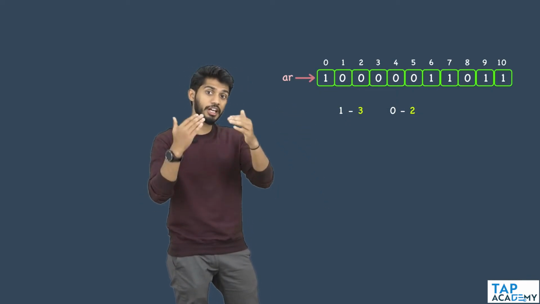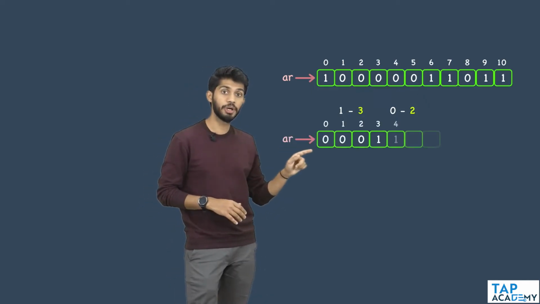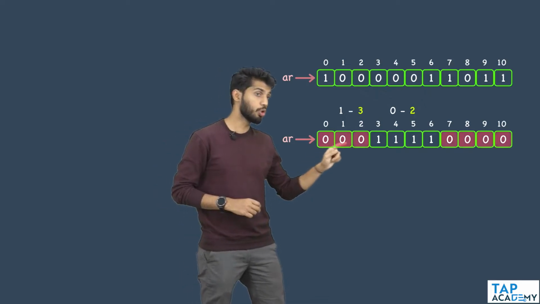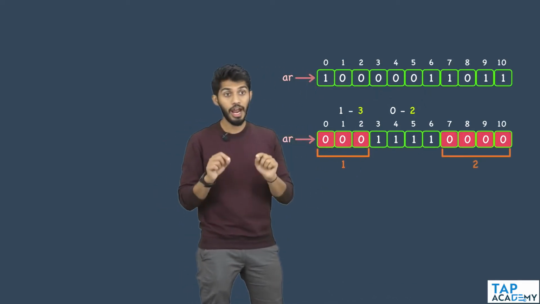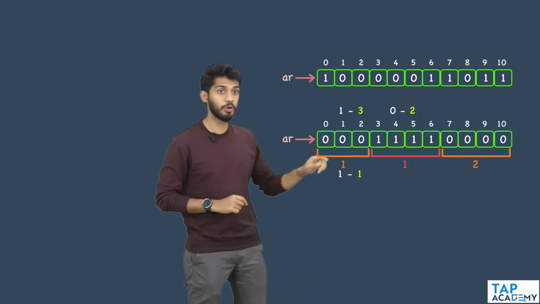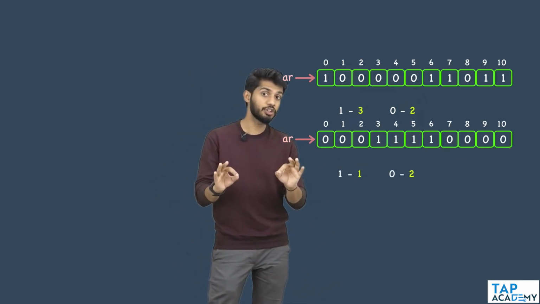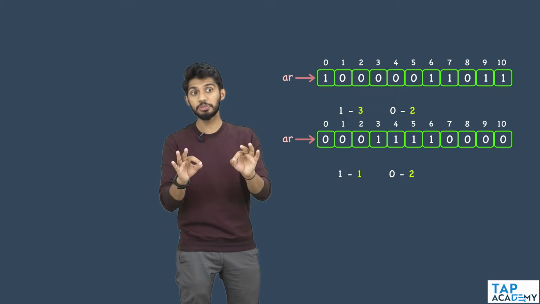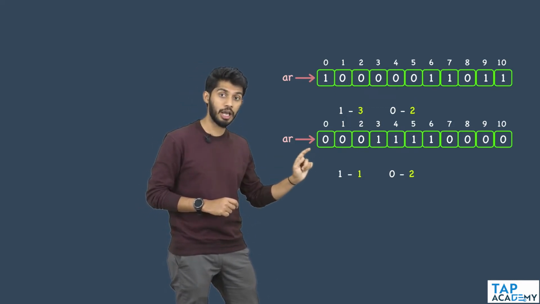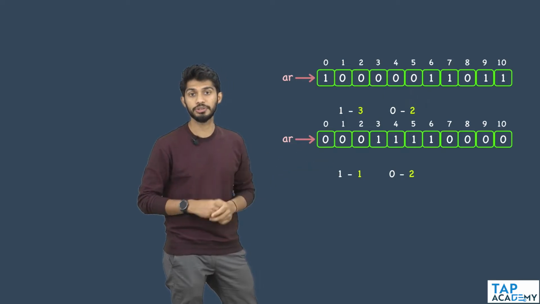So let me take another array now. Now observe this particular array. In this array, there are two groups of zeros and one group of ones. So group of ones is 1, group of zeros is 2. Which do I need to flip? Whichever is minimal. Which is minimal? Group of ones is minimal. So I need to flip the group of ones.